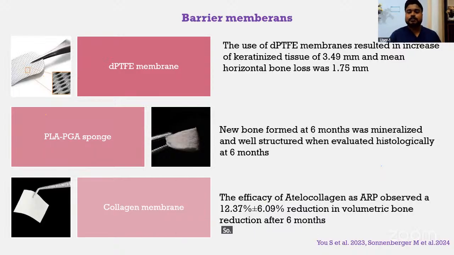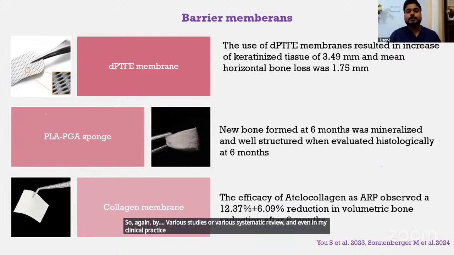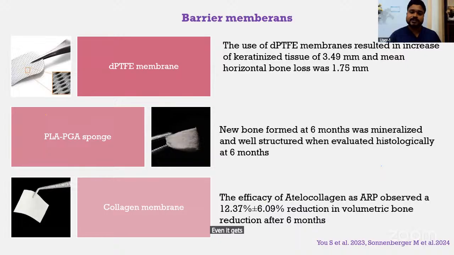So again, by various studies or various systematic reviews and even in my clinical practice, what I got to know is that a barrier membrane is a must. We can't just keep a graft, suture it and leave, because then even the graft, the alloplast or whatever bone graft we place, gets resorbed along with the socket bone present in it. So it should be covered with a membrane.